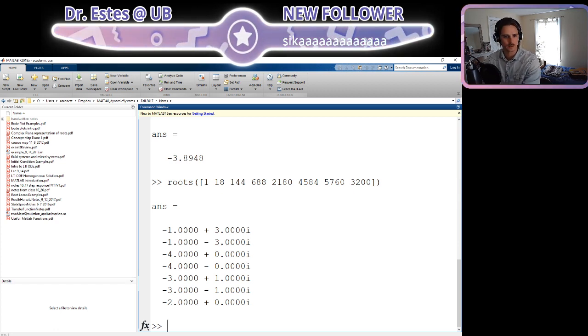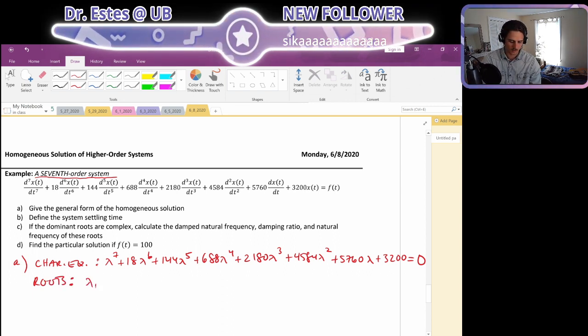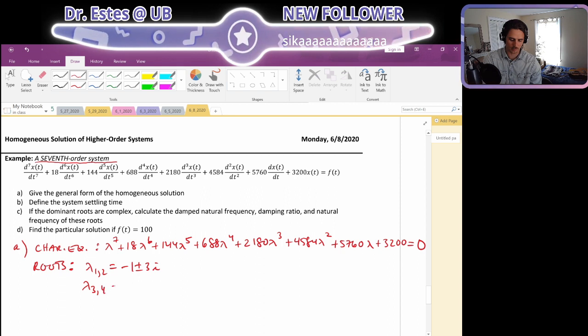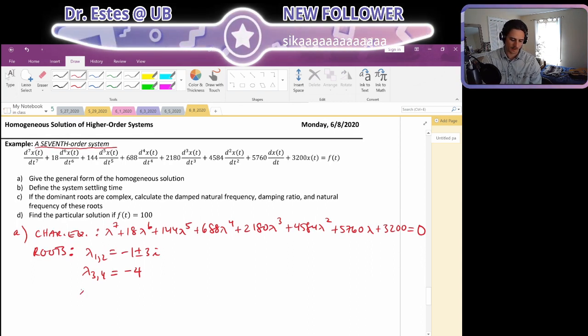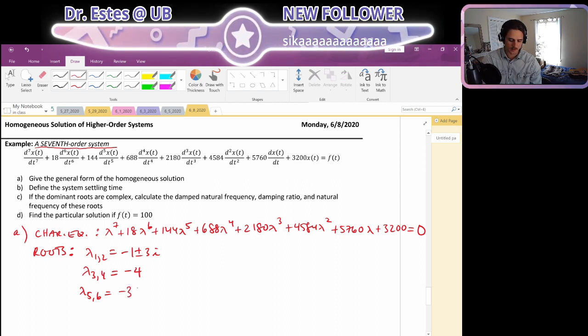I'm going to go back to my tablet, but I'll write down what all of these are. So, lambda 1 and 2, minus 1 plus or minus 3i. Lambda 3 and 4 just equal minus 4. So we have repeated real roots there. Lambda 5 and 6, minus 3 plus or minus i. And lambda 7 is minus 2.